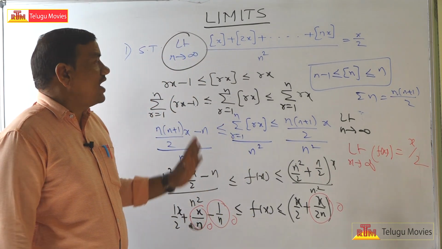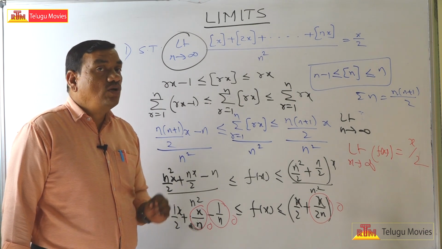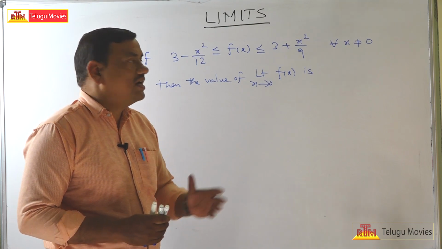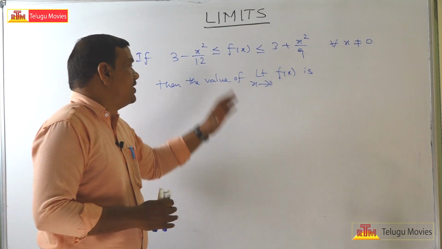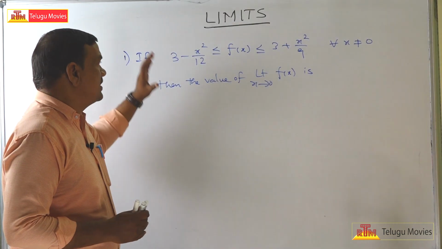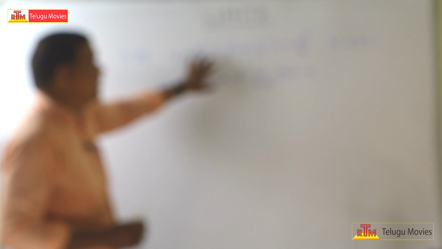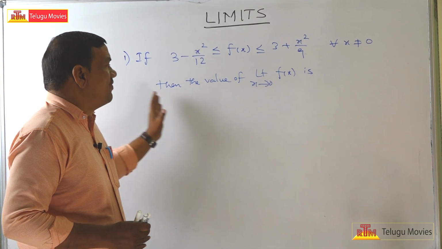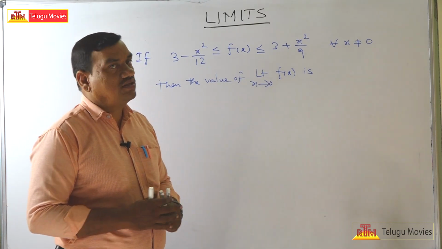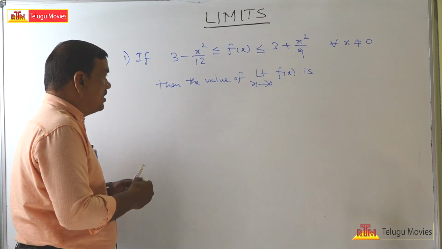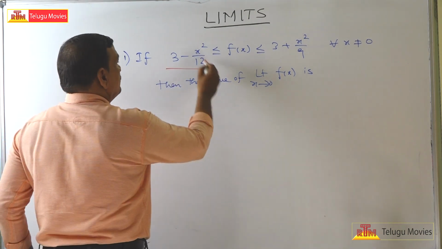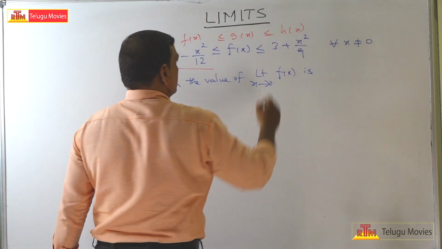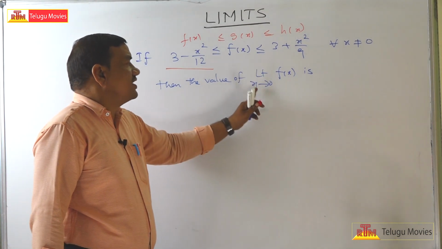Okay, I hope that you understand this problem. So, let us see one more problem. After a heavy problem, a heavy solution, let us take a very light problem. So here there are three functions. 3 minus x square upon 2 less than or equal to f of x less than or equal to 3 plus x square upon 9. Then the value of limit x tends to 0 f of x. Very nice problem. This is of the form f of x less than or equal to g of x less than or equal to h of x. Now he is asking limit x tends to 0 f of x.